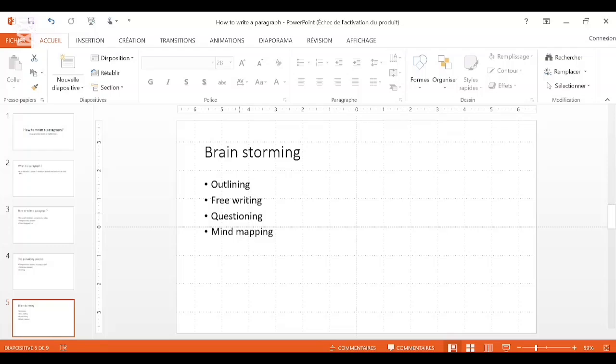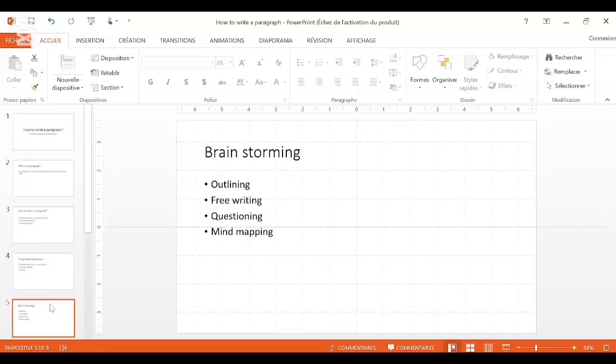And the questioning is to put questions. For example, when we are talking about money, you can say, what is money? How can we earn money? How to get rich? What are the origins of money? So you will ask yourself questions about money so as to have ideas. And when talking about mind mapping, you create a mind map that can permit you to know what are the words linked to your topic.